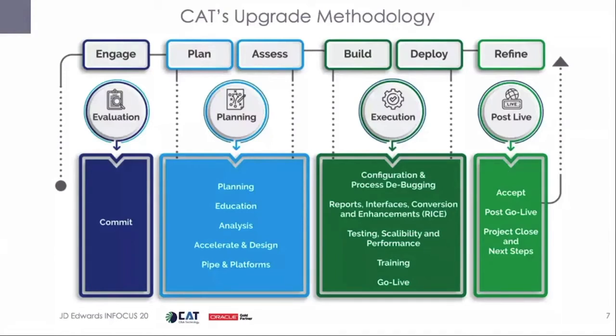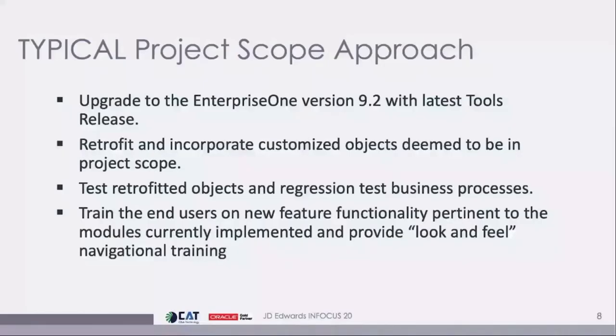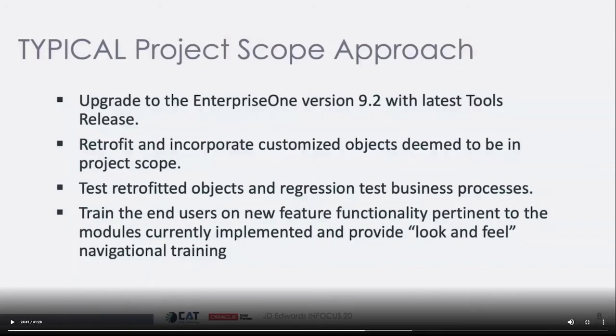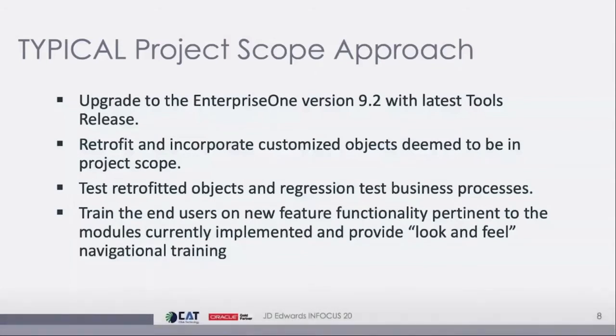And I'm just going to give you a typical look at what a project scope could look like. You're going to upgrade, let's say, EnterpriseOne to the latest tools release. You're going to retrofit and incorporate those customized objects deemed to be in the project scope, that analysis that you do with the custom modified objects. You're going to test those retrofitted objects, and you're really going to test those in a number of ways. I'll talk about our testing methodology and approach.